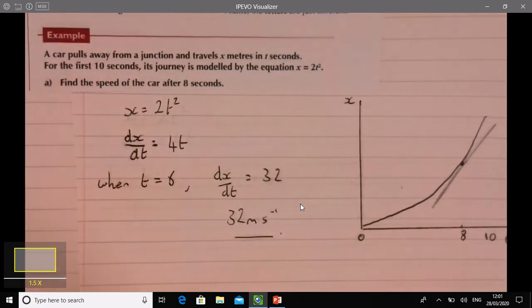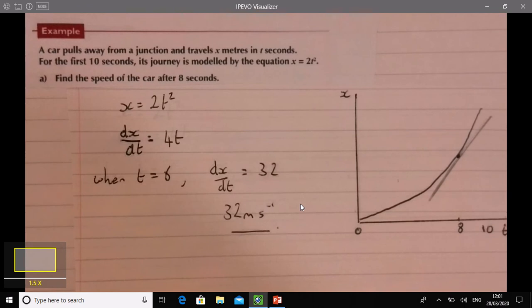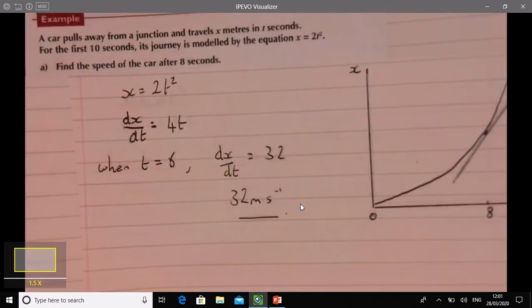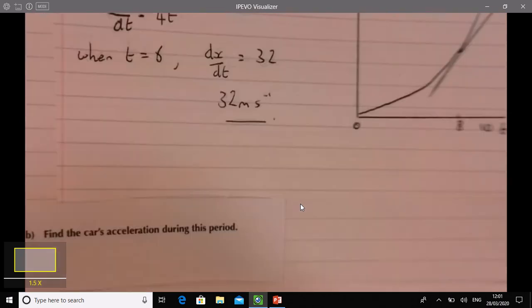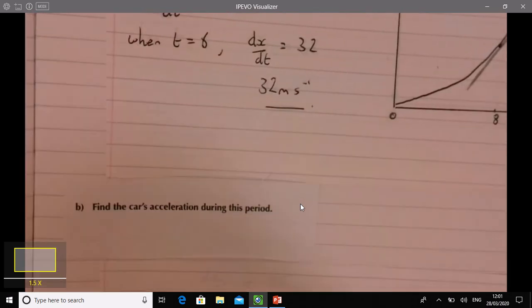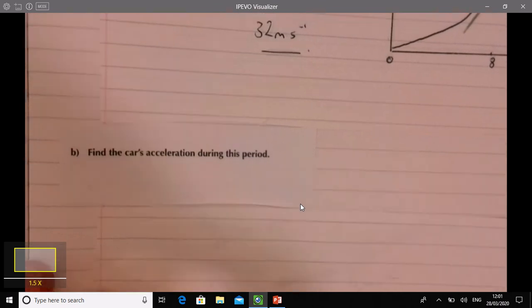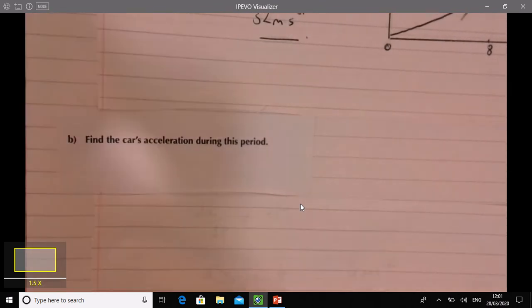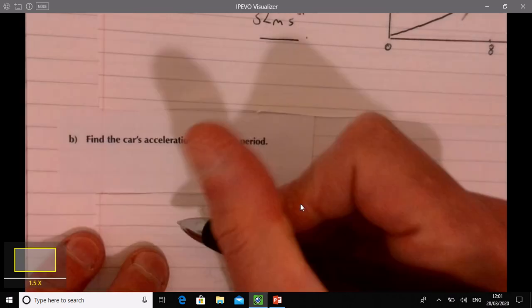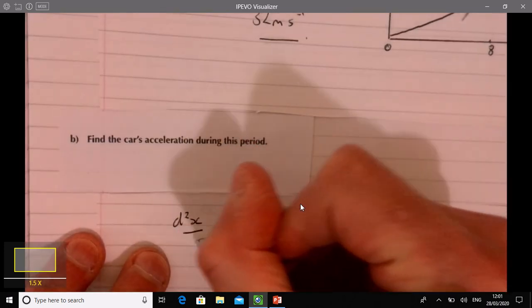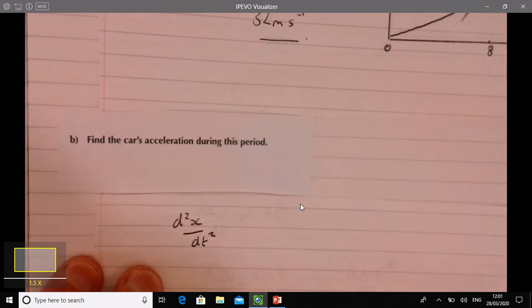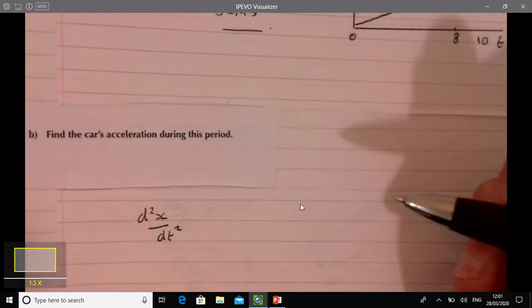Right. So how might the question be extended from here? Well, what about if I was asked to work out the acceleration during this period? First of all, just thinking about what does acceleration actually mean? Acceleration is the rate of change of speed with respect to time. So what is that actually asking us to do? All it's asking us to do is to find the second order derivative. So it's just asking us to work that out, which in this case is really quite easy.